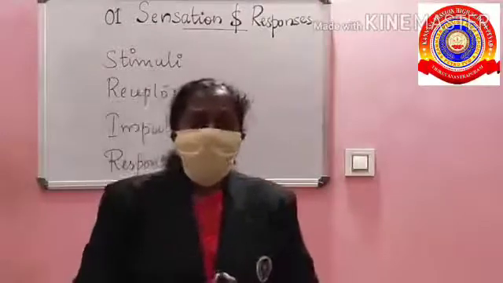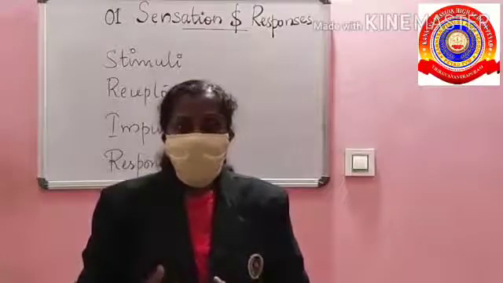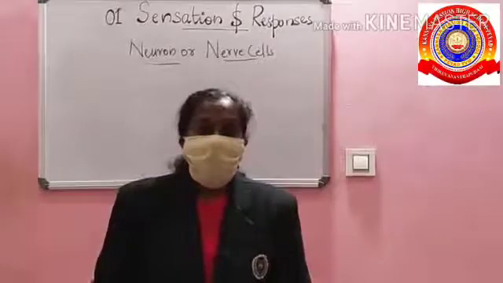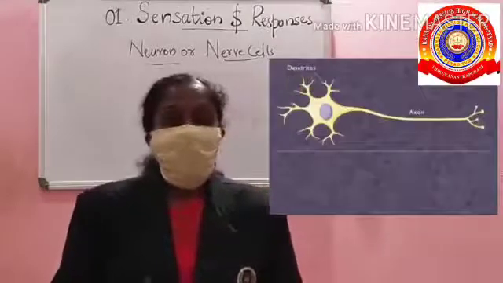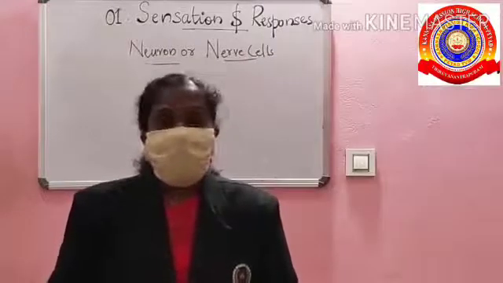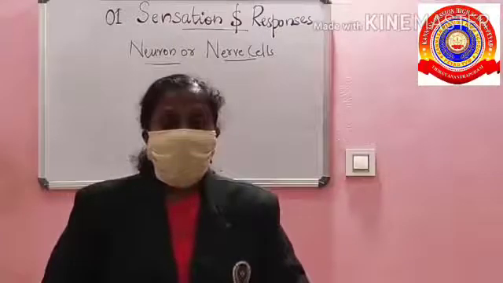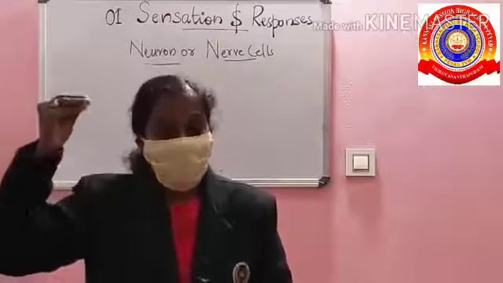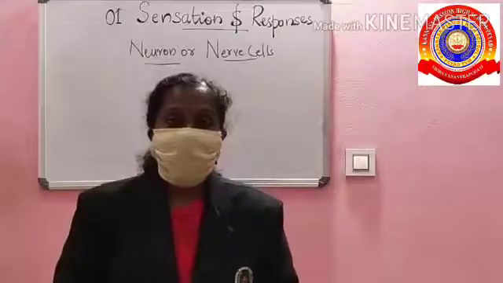We wound up last class with the nervous system. The nervous system consists of brain, spinal cord and nerves. Our next topic is the structure and function of the neuron. Neuron is also called nerve cell. Trillions of neurons are present in the brain. It is through the neurons that electric impulses reach the brain and as a result response takes place.